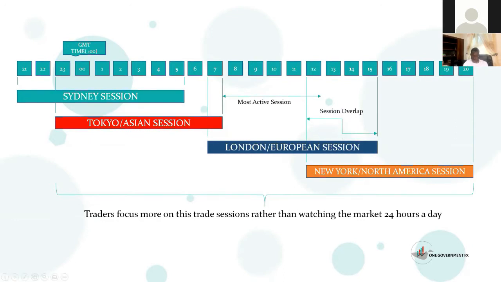Okay, so we have what we call session overlaps. That's where you see the time for one session coinciding with the time for the next session. For instance, now we have an overlap here between the London session and the New York session. We also have one here between the Tokyo or Asian session and the London session. So during these overlaps, there is very high activity in the market.